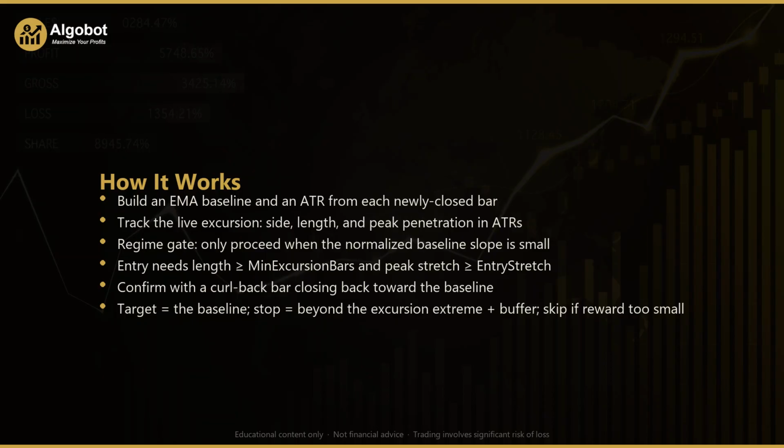A bearish excursion below the baseline mirrors this exactly. The strategy waits for an up bar that closes above the previous close, then signals a buy, with the target at the baseline and the stop beyond the excursion low. There's one more filter. If the distance from entry back to the baseline is smaller than the minimum reward in ATRs, the trade is skipped as not worth taking. And as a management overlay, an open position is closed early once a bar simply closes back across the baseline, because the mean has effectively been reached. Only one position runs at a time.